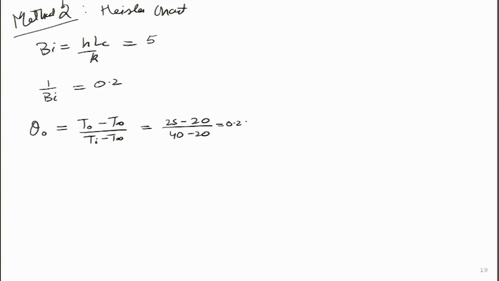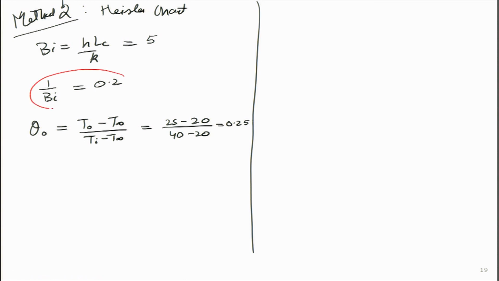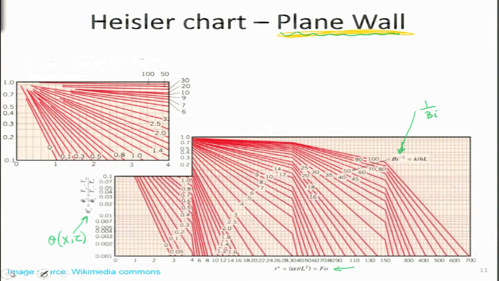Please remember these two numbers are very important for us. So, let me highlight it in red. 1 by Biot is 0.2 and theta naught is 0.25. With these two things we will fit in our memory for just 1 or 2 minutes. Now, we go back to the Heisler chart over here, and the one we will consider is the plane wall. So, I will write those values which I have in our memory. 1 by Biot was 0.2 and theta naught value was 0.25.